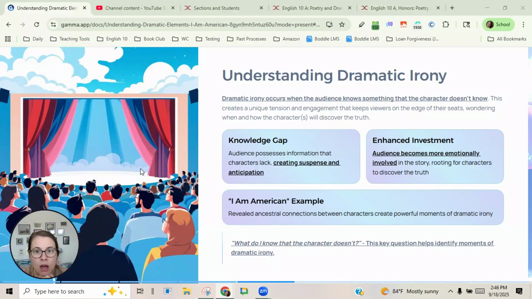So, in I Am American, this happens with ancestral connections between characters. We find that out, and the characters have no idea. And so that's some really powerful moments of dramatic irony. When you're trying to figure this out, like, is this dramatic irony or is it not? Or what is dramatic irony? You can just think, do I know something the characters don't? That's what you would ask yourself to figure out if it's dramatic irony or not.